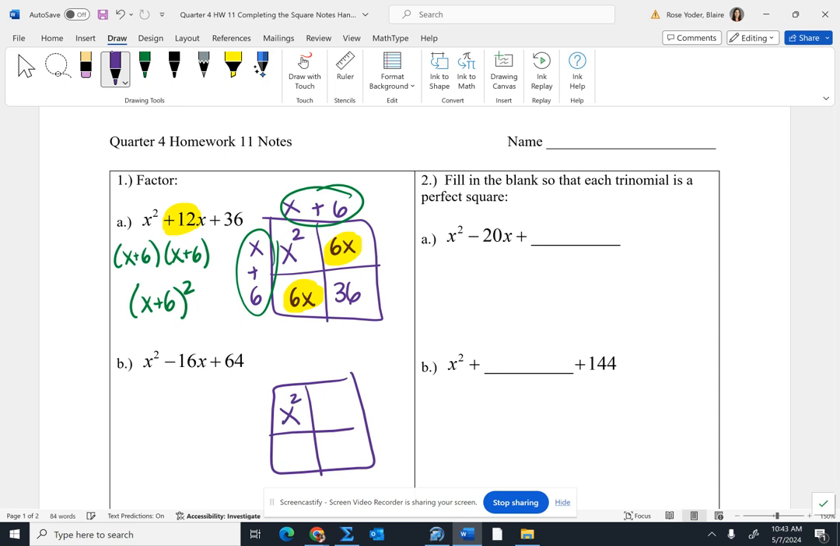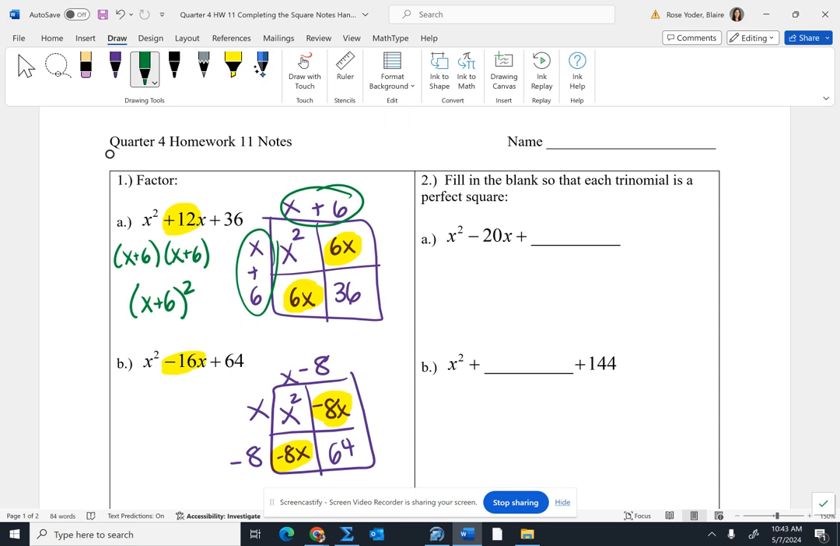64 is another perfect square, so I'm going to look at using 8 and 8 to make 64. However, this time I need negative 16, so I'm actually going to want negative 8 and negative 8. Do those add up to the negative 16x that I'm looking for? And it does. So it's another perfect square trinomial.